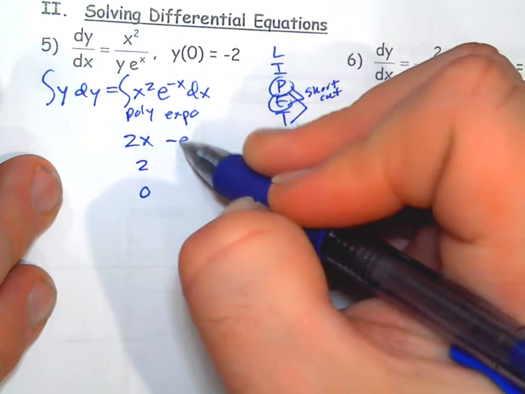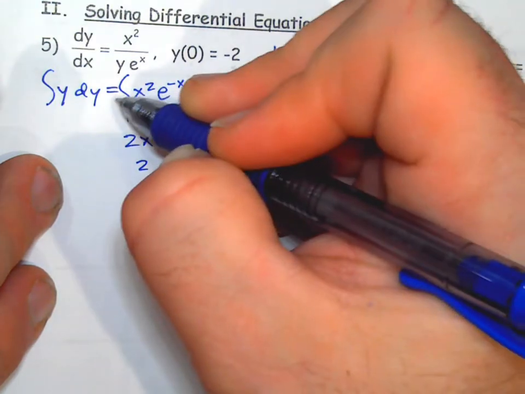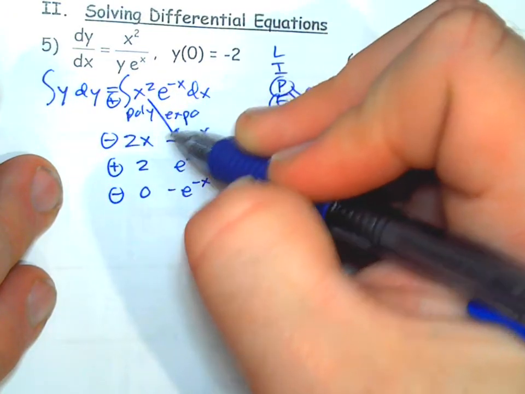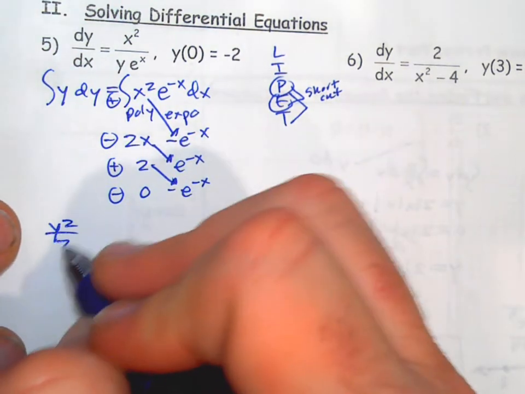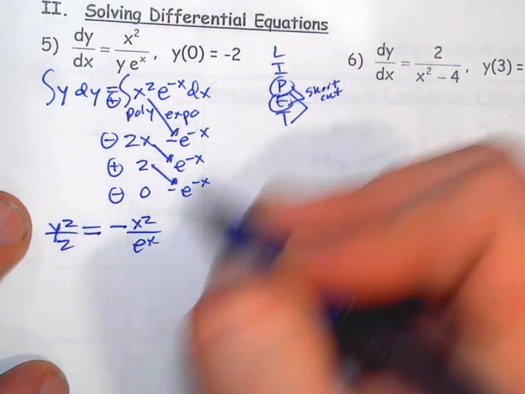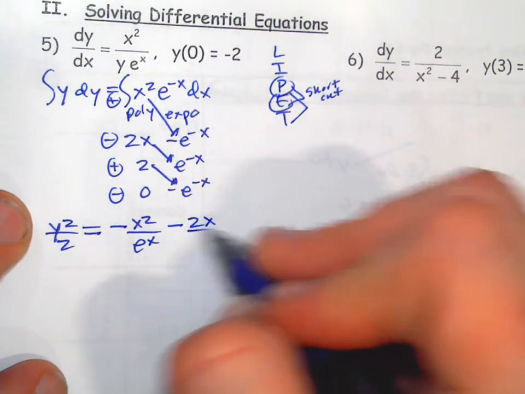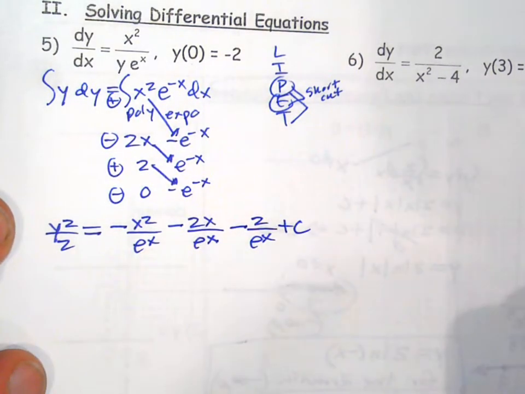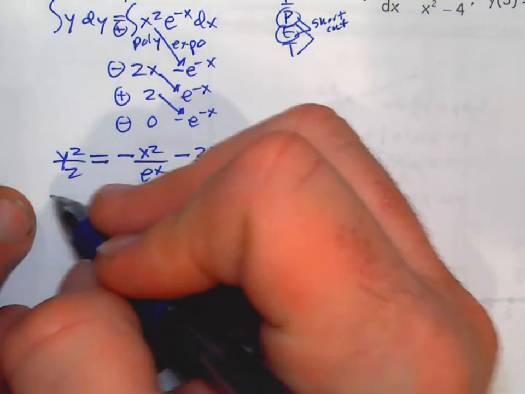So this is going to be negative e to the negative x. This is going to be e to the negative x. And this is going to be negative e to the negative x. And the first one's plus, the next one's minus, the next one's plus. It keeps alternating. And then we multiply through by a diagonal. Okay, so we get y squared over 2 equals negative x squared over e to the x. I'm just changing it back to a positive exponent. Minus 2x over e to the x minus 2 over e to the x plus c. Good times. All right, now we're going to plug in the initial condition, negative 2 in for y.